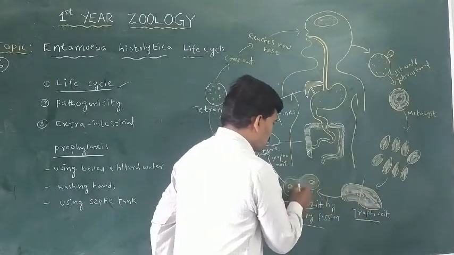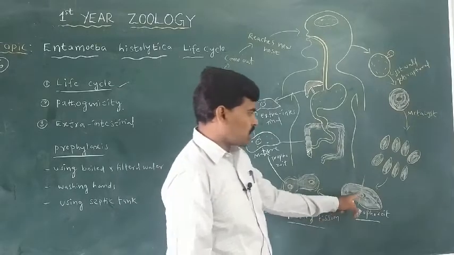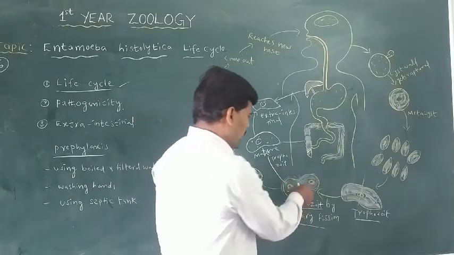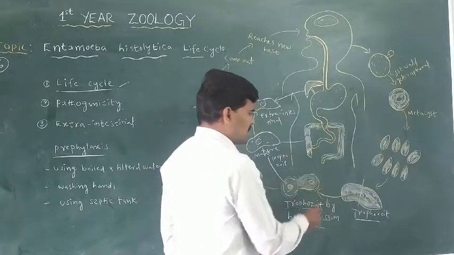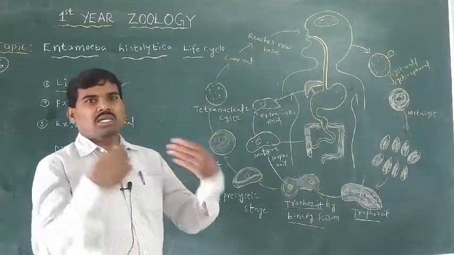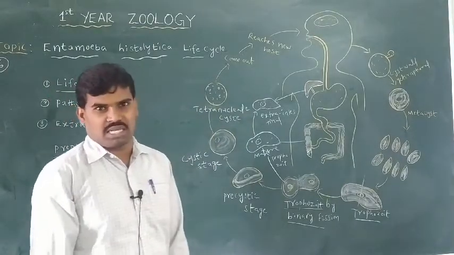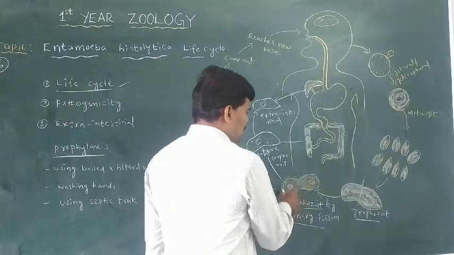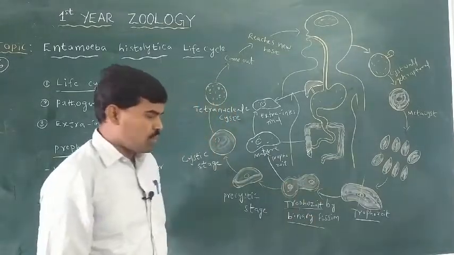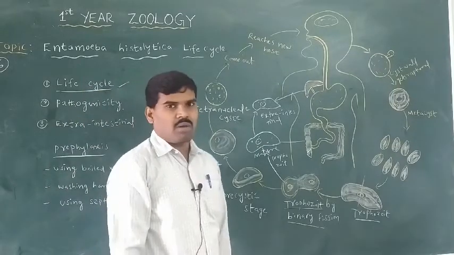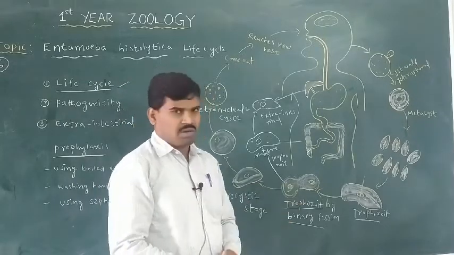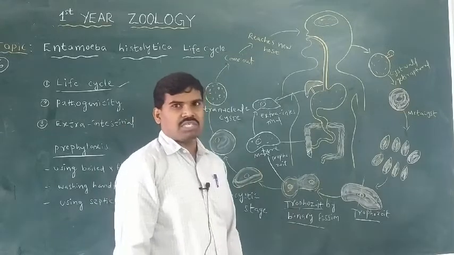Trophozoites have only one nucleus, and after binary fission, two nuclei are formed. This is one nucleus, this is another nucleus. Multiple fissions increase the number, the population of trophozoites. The first binary fission gives two trophozoites, then after multiple fissions, a number of trophozoites are formed.